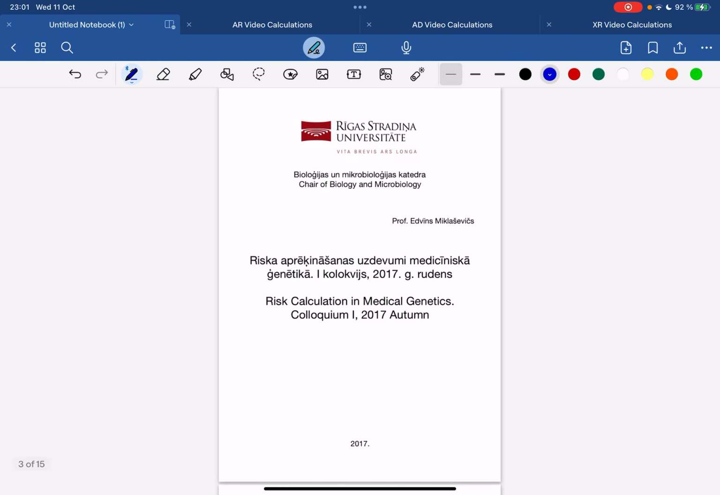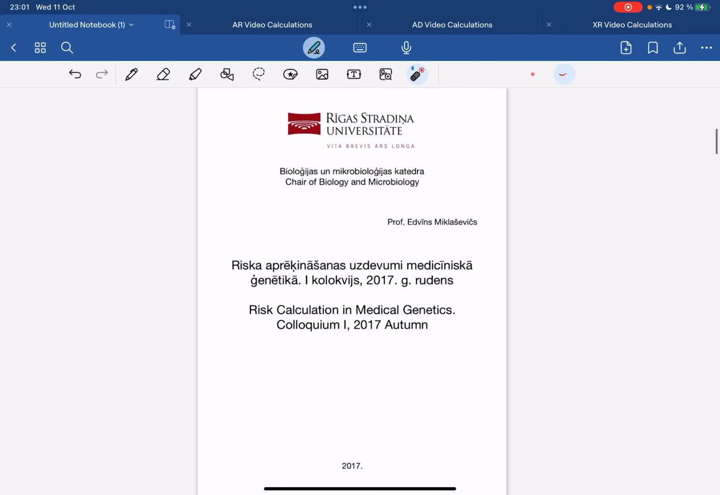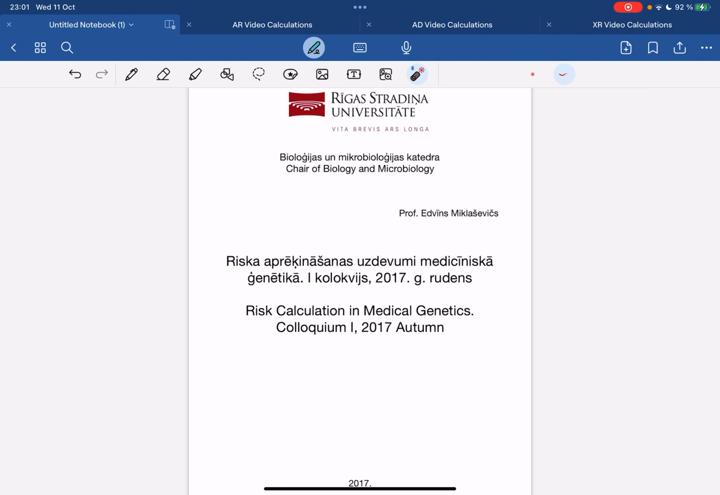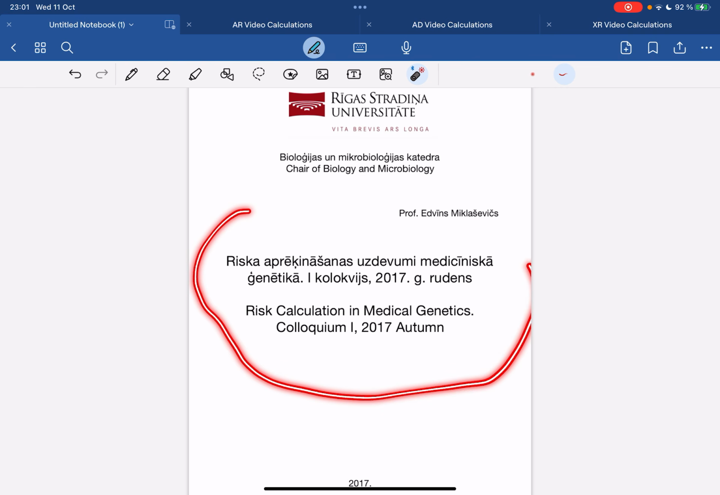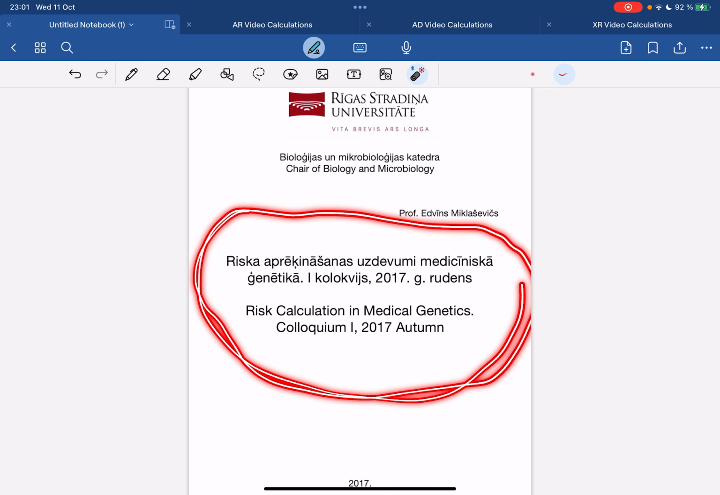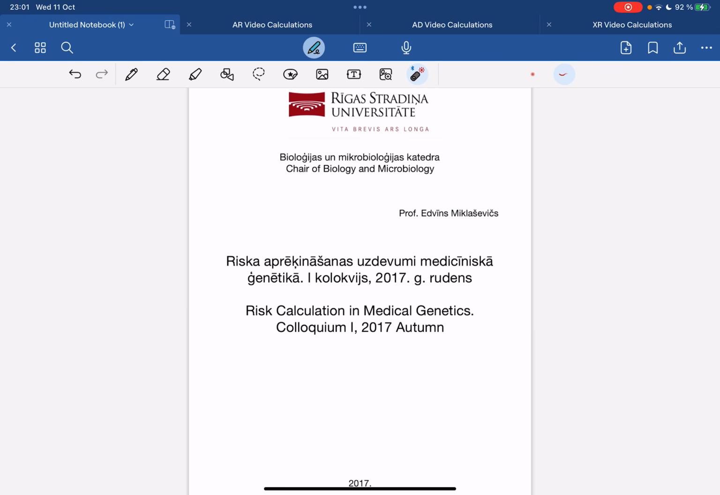Alright, hello guys. I was thinking of going through the calculations from this specific document that is going to be very reminiscent of what is actually going to come up in the colloquium. And it is a mix of AR, AD, as well as X-linked recessive pathologies.